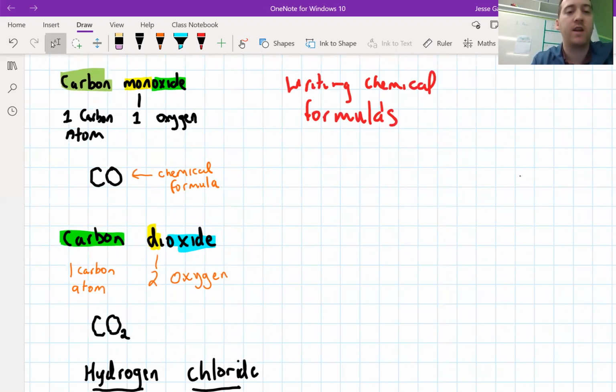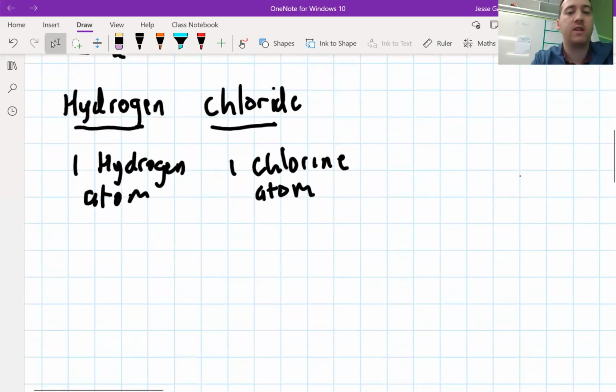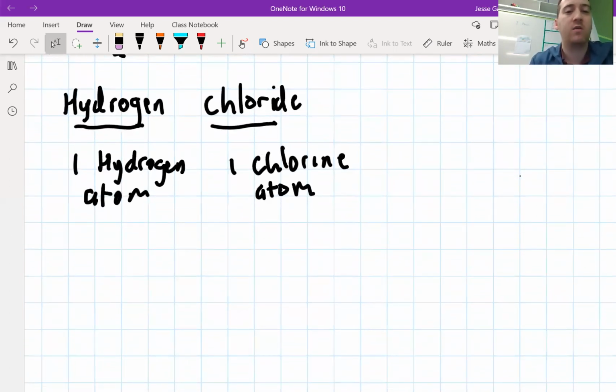So carbon can join with oxygen in 2 different ways, carbon with 1 oxygen and carbon with 2 oxygen. Hydrogen and chlorine only does it this way. So nobody ever gets confused. It's always H, 1 chlorine and one hydrogen. So we don't need to always say monochloride because it only ever makes this one, hydrogen chloride.